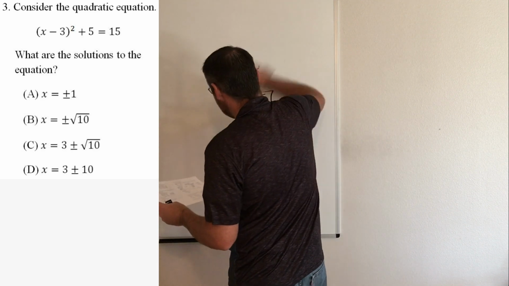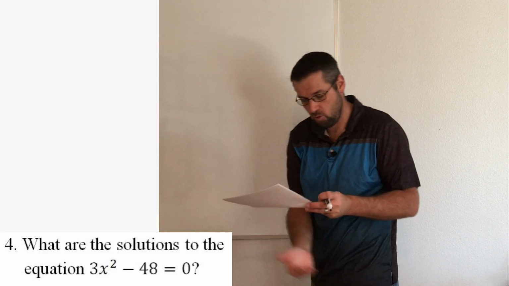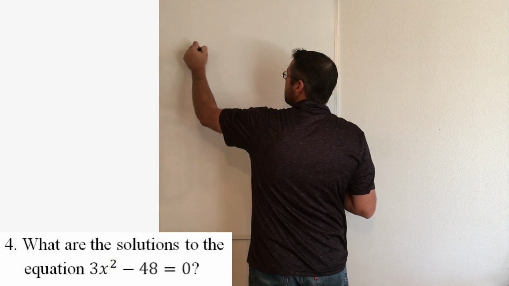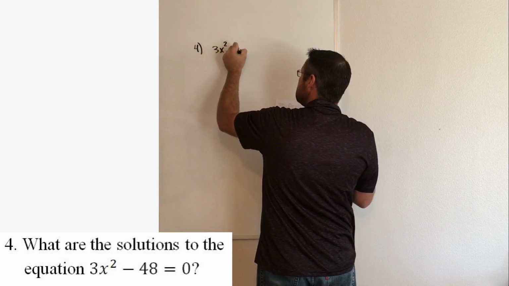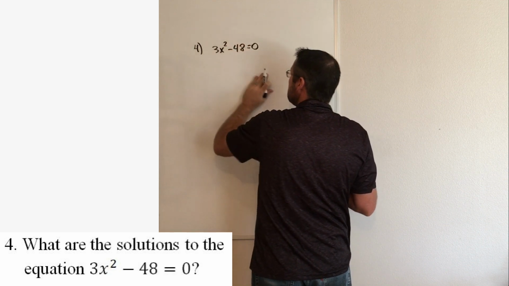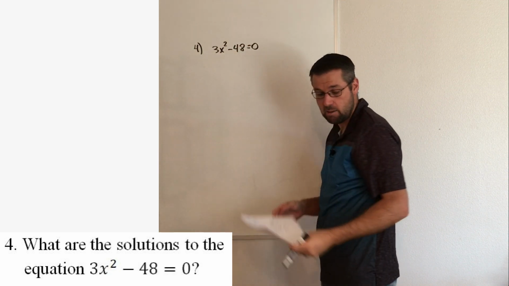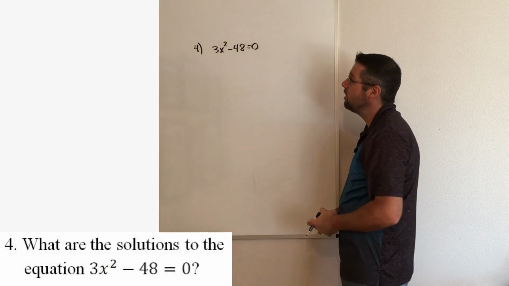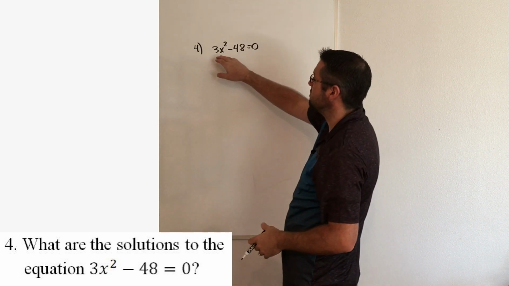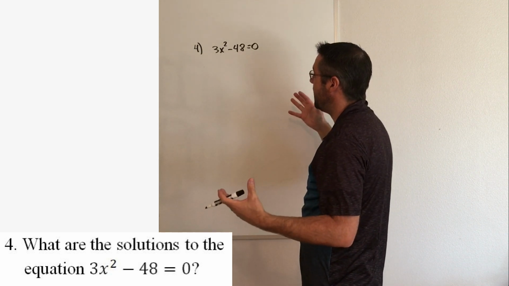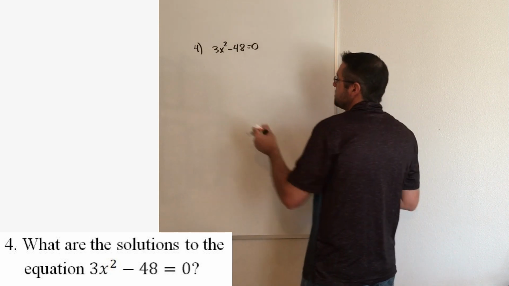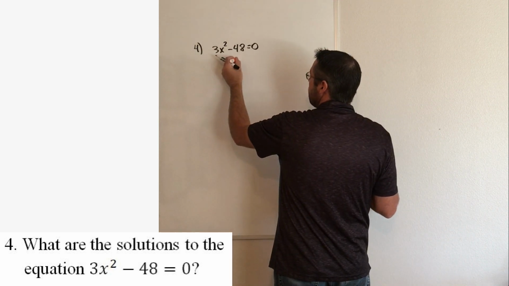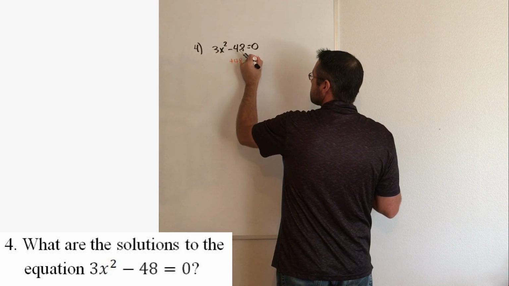Number 4, we have 3x squared minus 48 equals 0. Now you can solve this any number of ways. You can solve by factoring, but because this is just an x squared, I'm going to solve by isolating x. I'll go ahead and do it two different ways so you can see it. But the first way, I'm just going to isolate x. So we're going to add 48 to both sides.